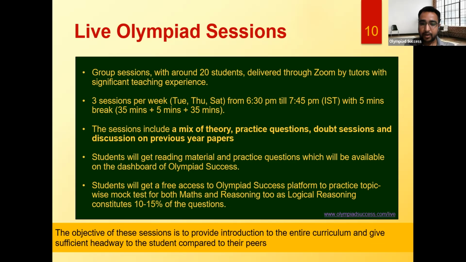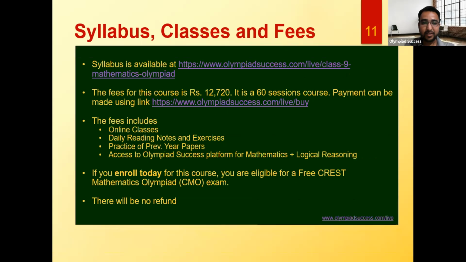Students, you will get access to the reading material and practice questions, which will be available on the dashboard of Olympiad Success. Students will also get a free Olympiad Success practice topic-wise mock test for mathematics as well as for logical reasoning. The syllabus link I will share with you in the chat box. The fees for this course is 12,720 and there will be 60 sessions in this course. The fees link I will share in the chat box.